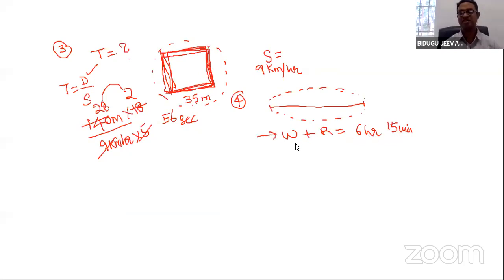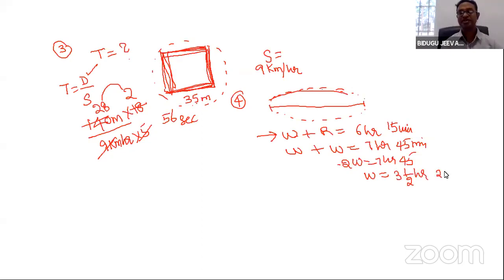So I have written the first equation: walking plus riding is 6 hours 15 minutes. Continuation: he could walk both ways in 7 hours 45 minutes, both while going and while coming. Walking and walking, 2 walking. So I'll write immediately: 2 walking is equal to 7 hours 45 minutes. 1 walking is equal to, if you divide by 2, what is the answer? 3.5 hours, 22.5 minutes. Are you following me?